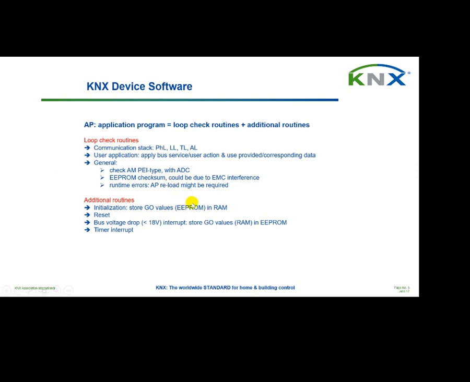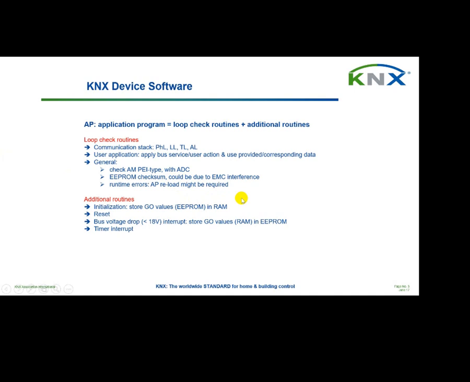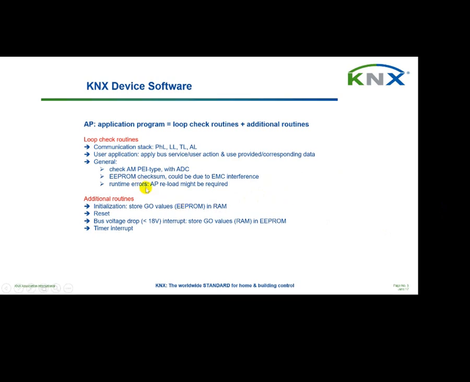Well, that is the communication stack as such, so things that happen in the physical layer that need to be checked, or some events that occur, because within a physical layer, data link layer, transport layer, and application layer, that is checked in the loop check routine, so that's part of that.